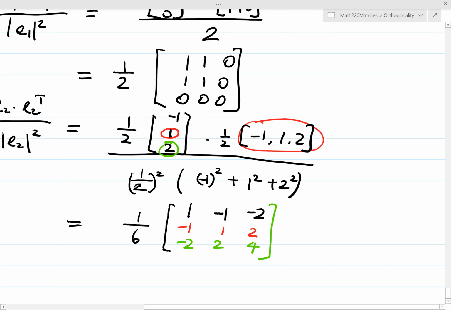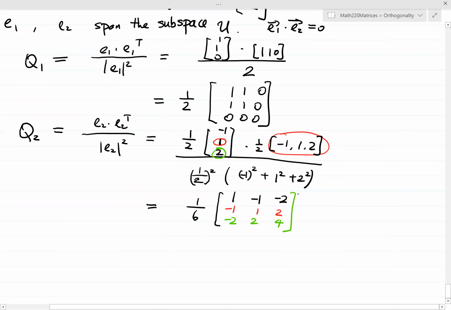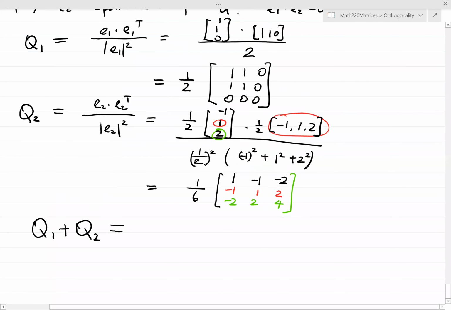Then we add the projections together, so the projection onto U is the projection matrix Q1 plus Q2. So Q1 plus Q2 gives us the projection onto U. Let me just directly write down the result. We add them together component-wise, and what you get is 2/3, 1/3. You can try this, add these two matrices together. So this is what you get.